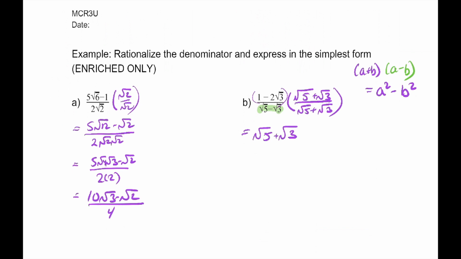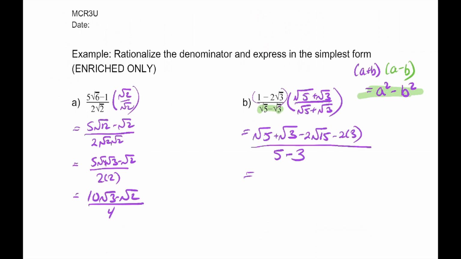Negative 2 root 3 times root 5 is going to be negative 2 root 15. And negative 2 root 3 times root 3 is going to be negative 2 times 3, because root 3 times root 3 is 3. Now in the denominator, we're going to get root 5 squared, which is just 5, minus root 3 squared, which is 3. Again, we got this from the A squared minus B squared property.